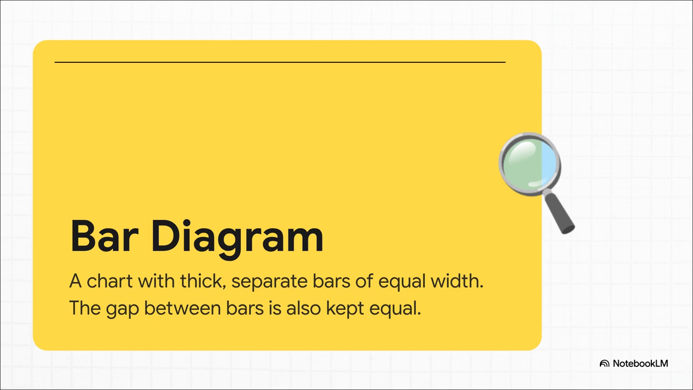So a really common tool for this is the bar diagram, or bar chart. And the most important defining feature here are the gaps. You see the spaces between the bars? Those gaps are a signal. They tell you that you're looking at separate, distinct categories, things like different years or different regions.